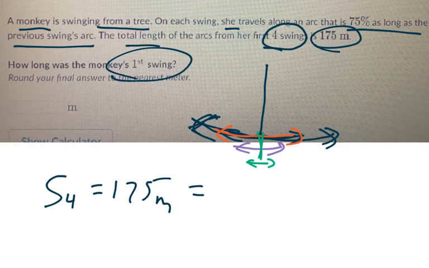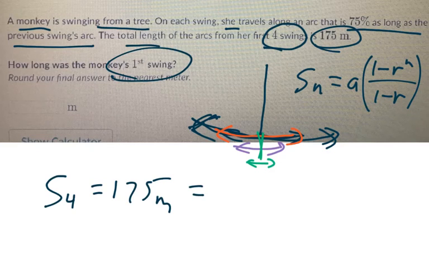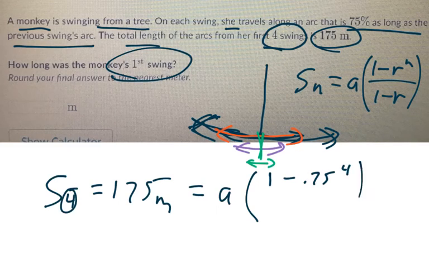So we know the formula. Again, the formula, S sub n is whatever we start out with, A, times 1 minus r to the n over 1 minus r. So we don't know what that A number is. That's what we're trying to figure out. But we know the ratio is 75%. So it's going to be 1 minus 0.75 to the 4, because we're doing 4 swings, right? Over 1 minus 0.75.